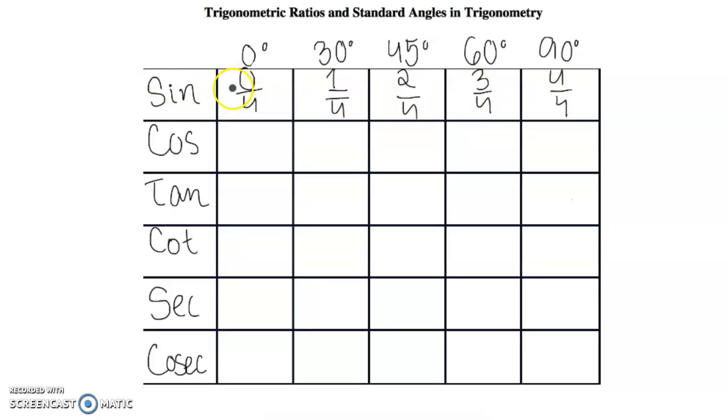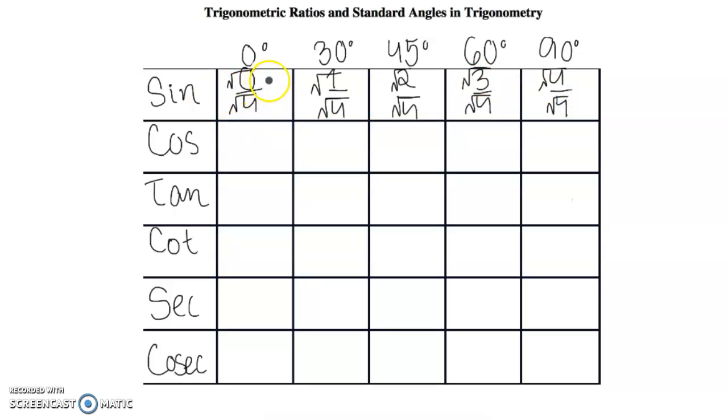What you're going to do after that is square root the numerator and the denominator. So we have root 0 by root 4, then root 1 by root 4, root 2 over root 4, root 3 over root 4, and root 4 over root 4.